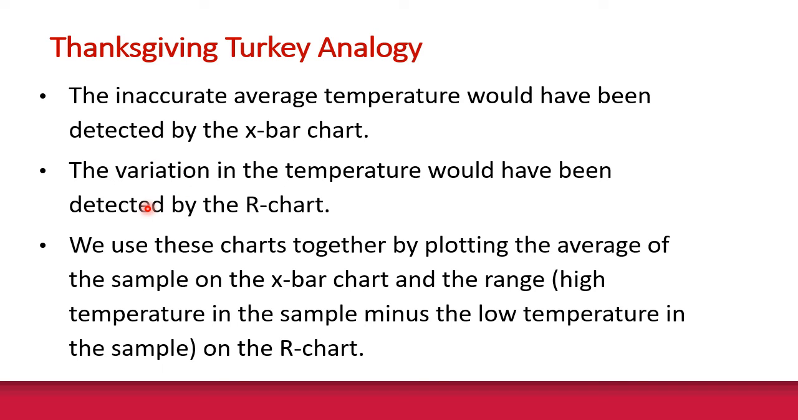Now, the wide swings, where it dipped down to 200 and then up to 500, are going to be caught on our R chart, our range chart, where you take the biggest number, subtract the smallest number, and that difference is what we plot. That's going to detect it on the range chart. So by plotting the X bar chart and the R chart together, we're going to determine if we have a problem.